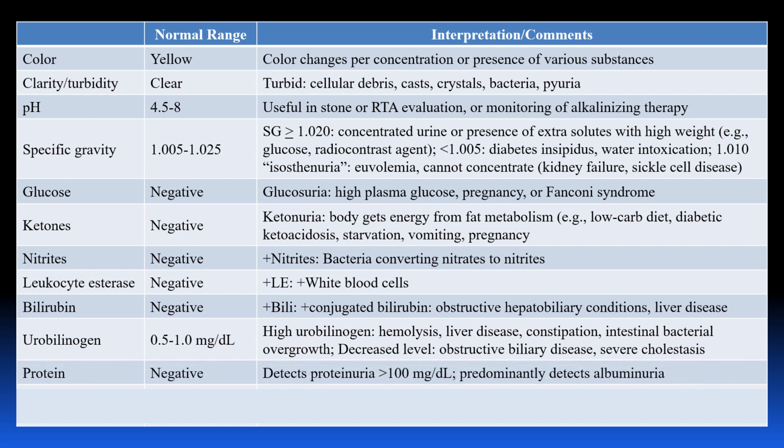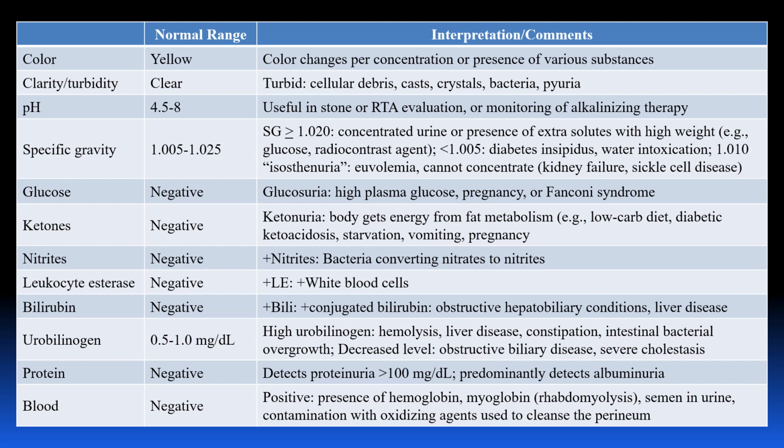Proteinuria, predominantly albuminuria, may be detected. Immunoglobulins from paraproteinemia, such as multiple myeloma, are poorly detected. The urine dipstick also detects peroxidase activity of red blood cells. When this reaction is positive, it is labeled positive for blood.